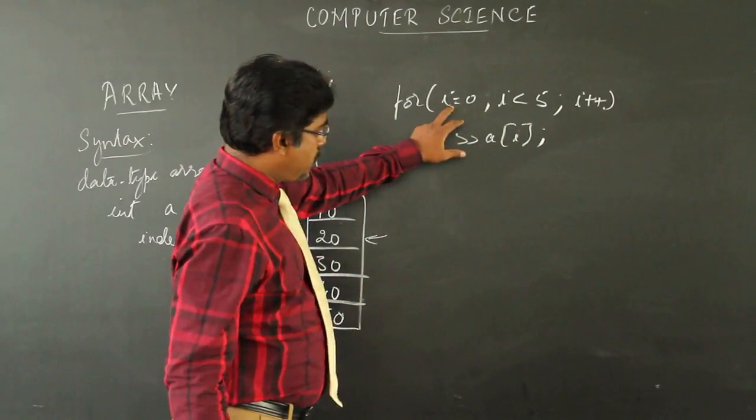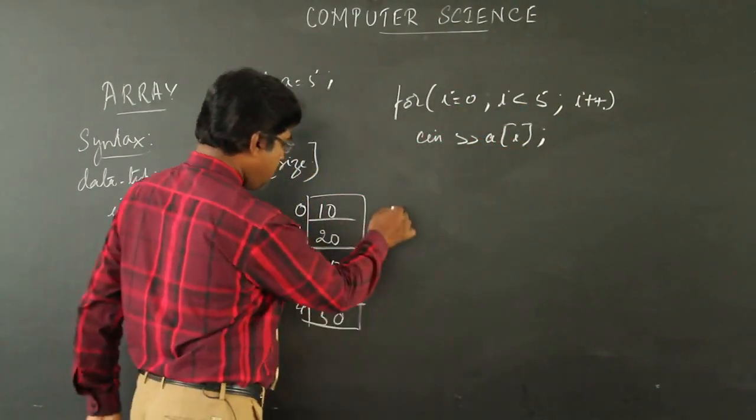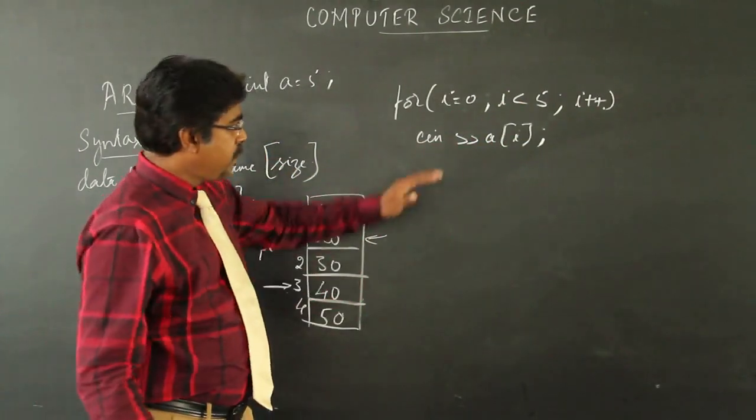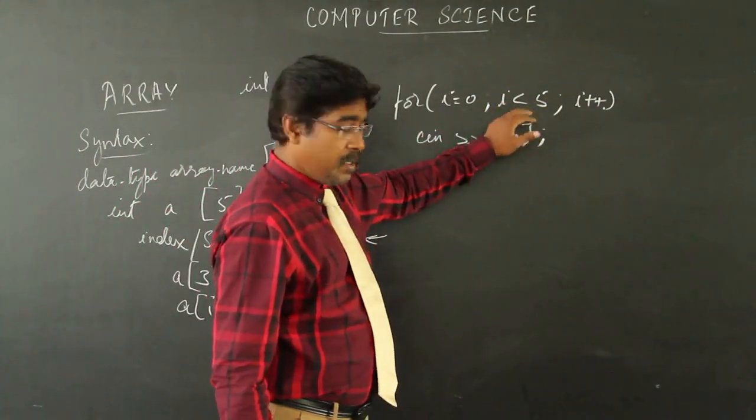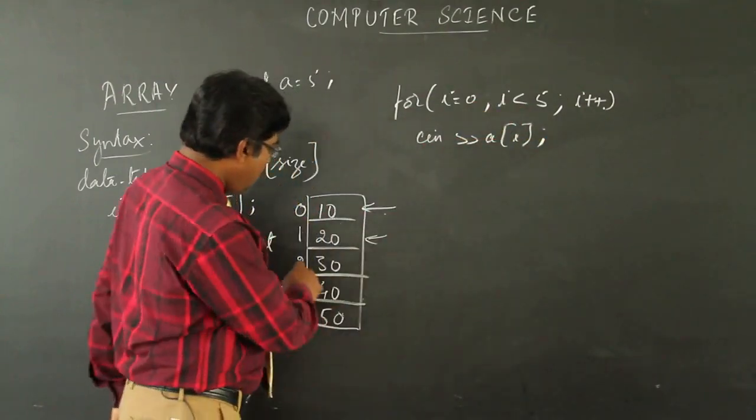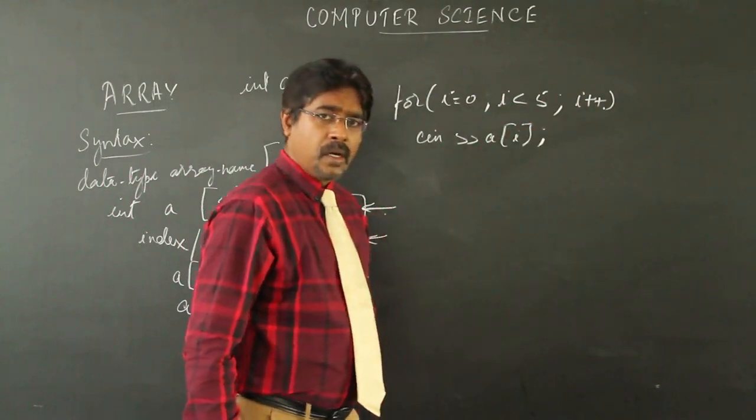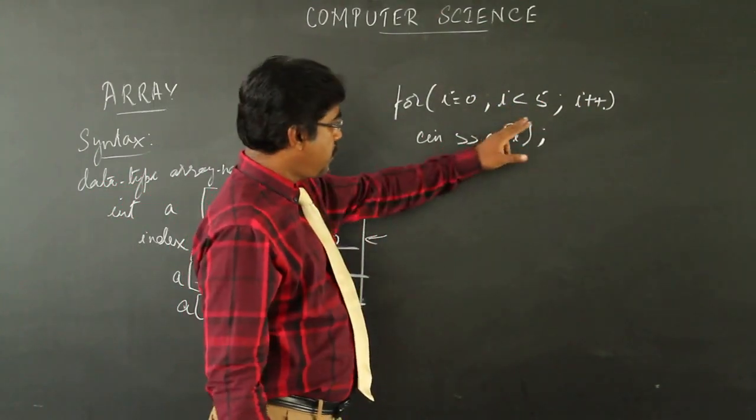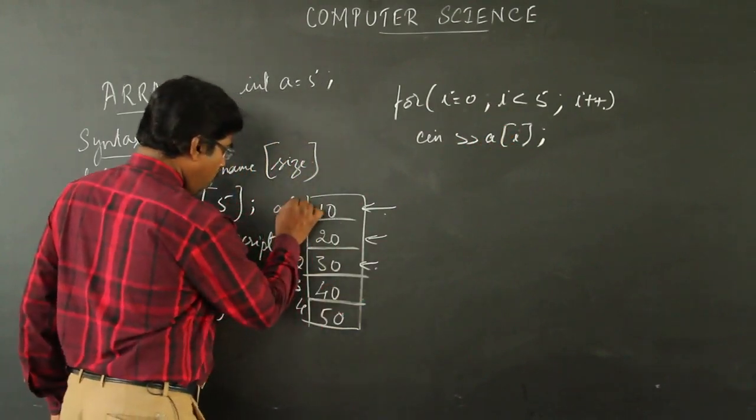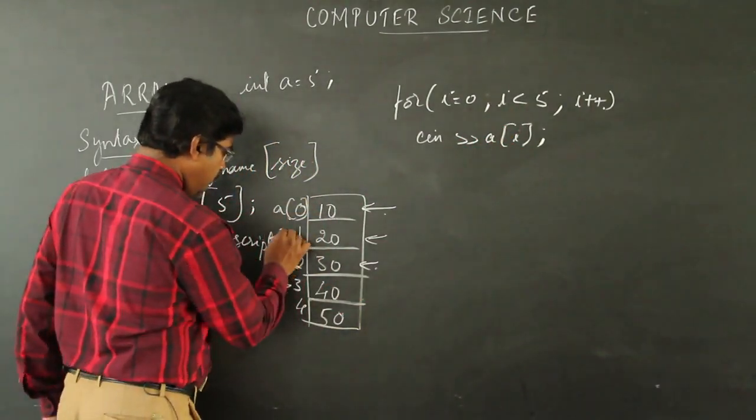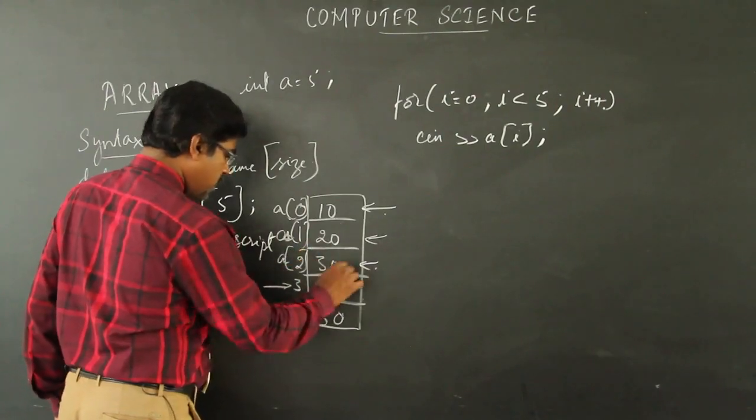i's value will be 0. 0 less than 5, it enters A of 0, the first element. 10 will be stored. Next, i increments to 1. 1 less than 5. Next, A of 1. A of 1 will be 20. Then it moves on, i's value is 2. 2 less than 5. A of 2, 30. So here, A of 0 will be having 10, A of 1 is 20, A of 2 is 30.